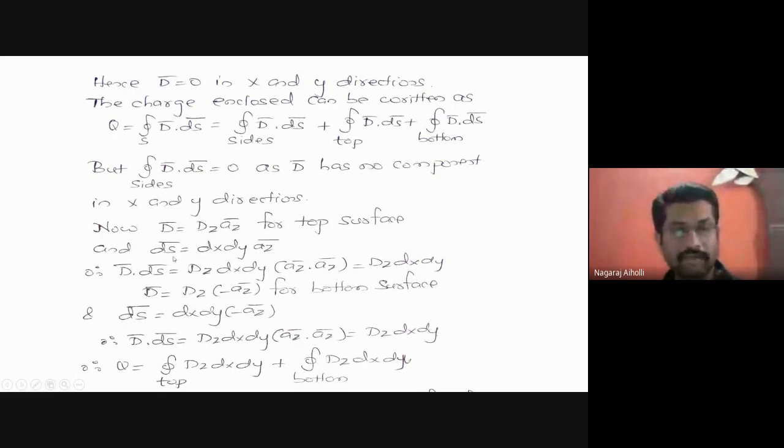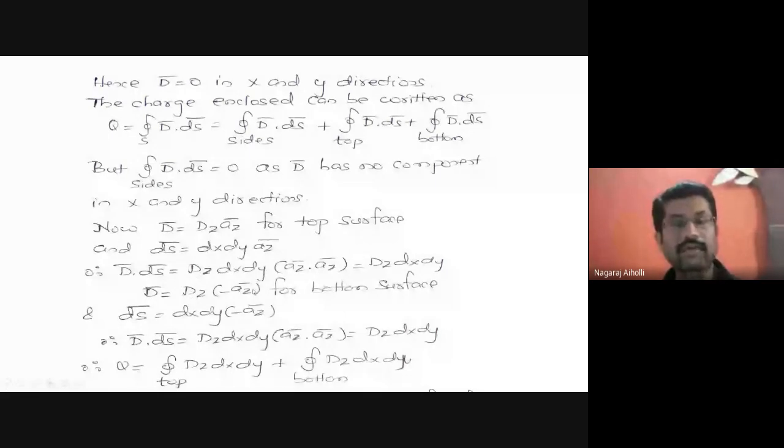If I want to find d bar dot ds bar, because that is our LHS of the Gauss law, d bar dot ds bar is equal to dz az bar into dx dy az bar. This will be dz dx dy az bar dot az bar. Az bar dot az bar is unity, it is 1. Therefore, this will be simply dz dx dy. Therefore, d bar dot ds bar, this is for the top surface.